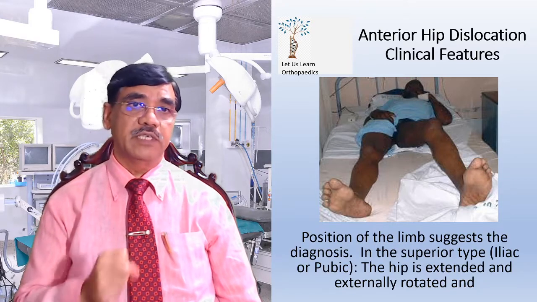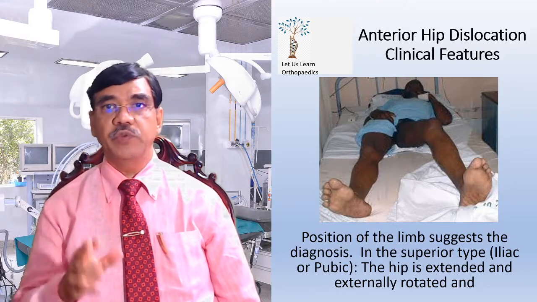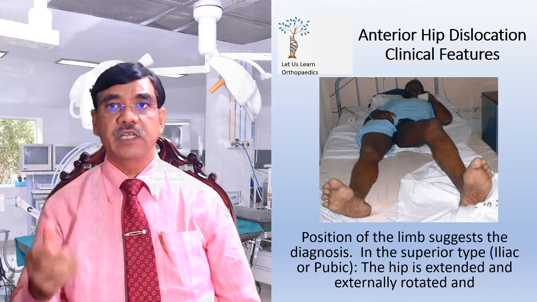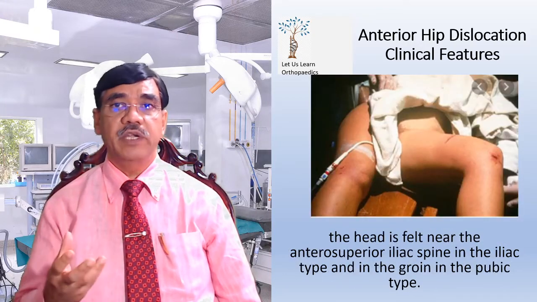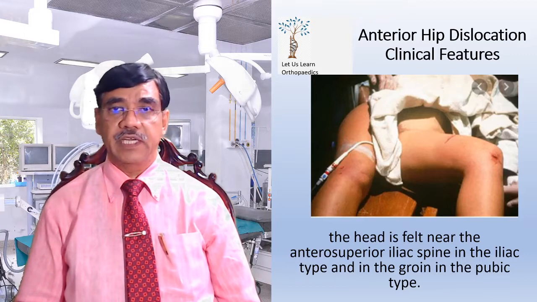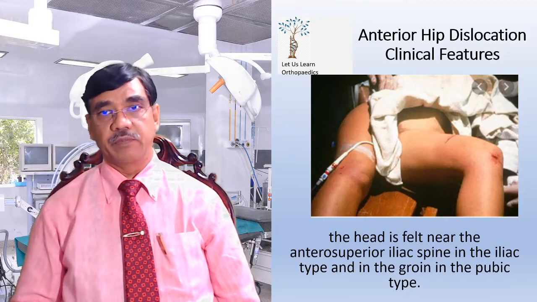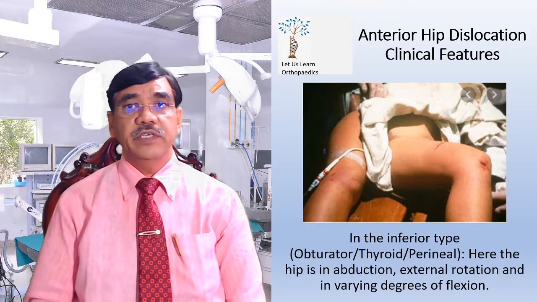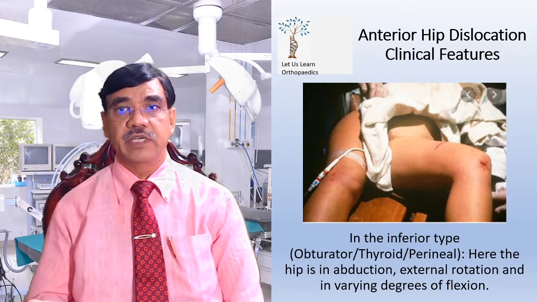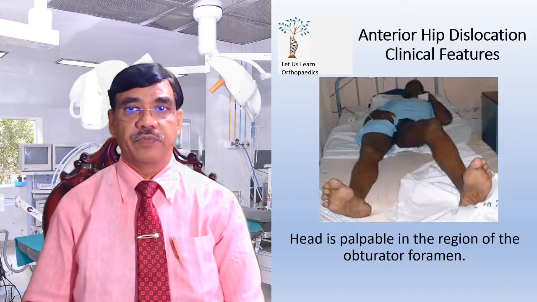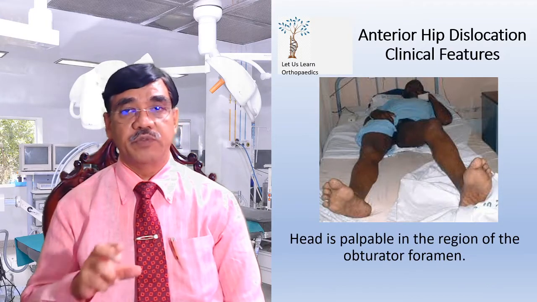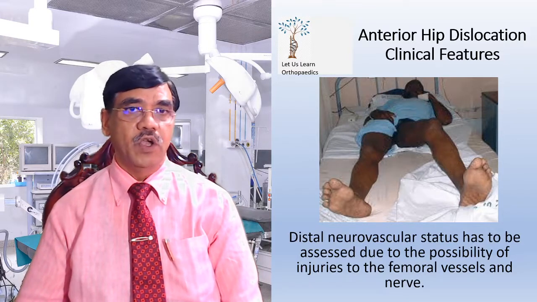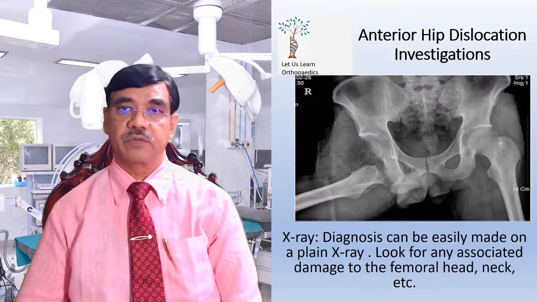The position of the limb suggests the diagnosis. In the superior type, that is the iliac or the pubic type, the hip is extended and externally rotated, and the head is felt near the anterior superior iliac spine in the iliac type, or in the groin in the pubic type. In the inferior type, or the obturator or thyroid or perineal type, the hip is abducted, externally rotated, and in varying degrees of flexion. The head is palpable in the region of the obturator foramen. Distal neurovascular status has to be assessed due to the possibility of injuries to the femoral vessels and nerves.